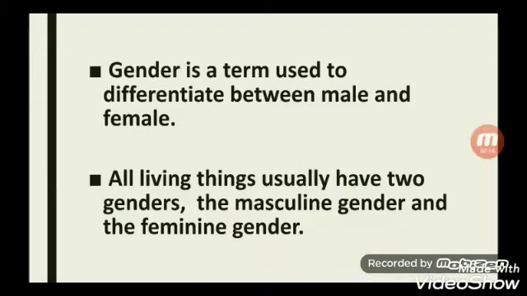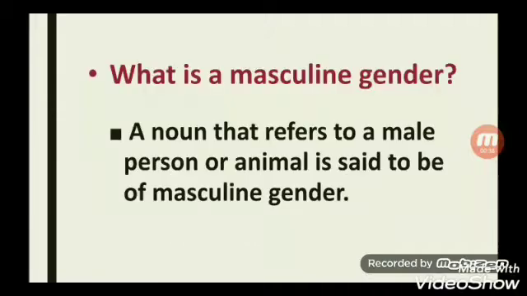Children, gender is a term used to differentiate between male and female nouns. All living things usually have two genders, the masculine gender and the feminine gender. So children, let us first learn about masculine gender.